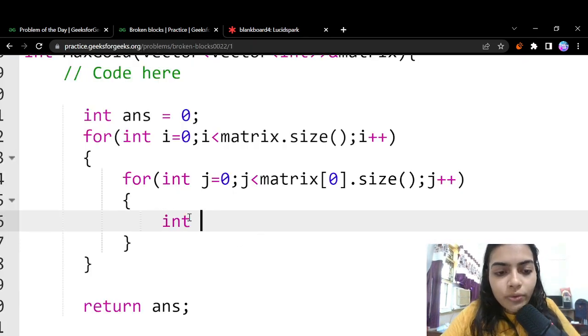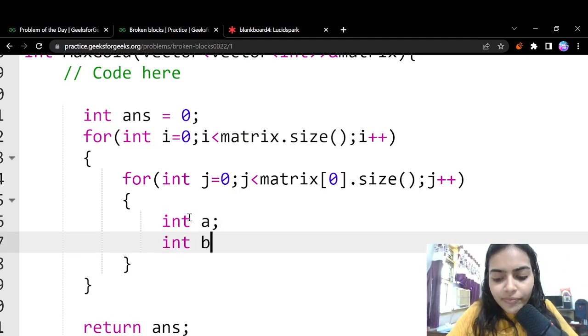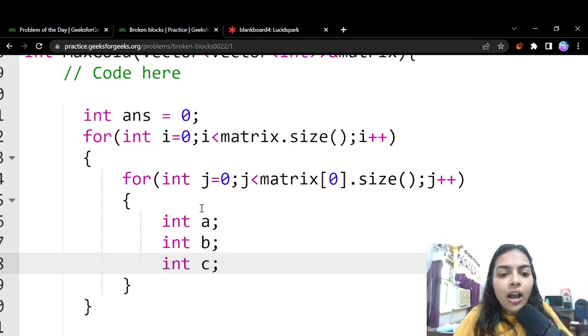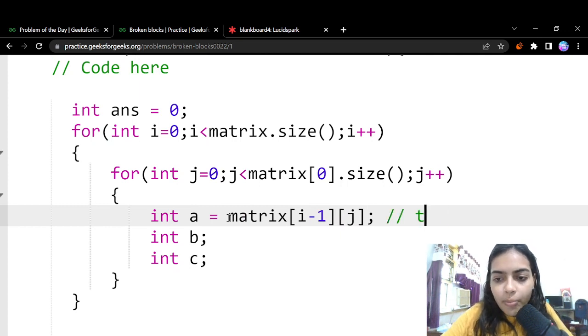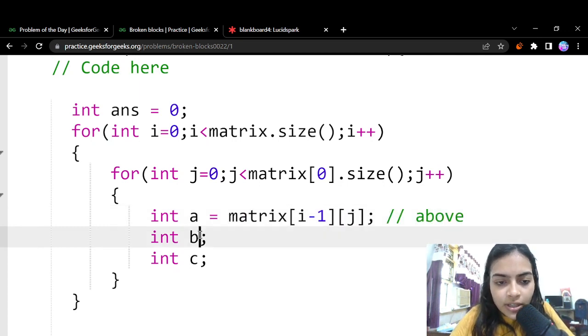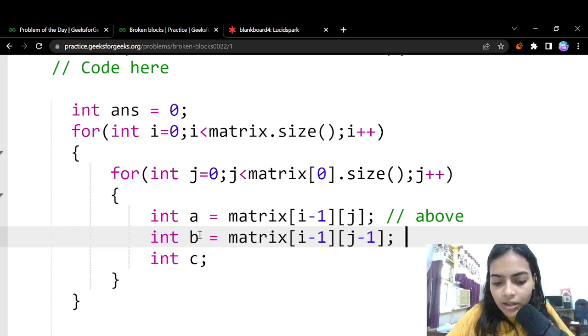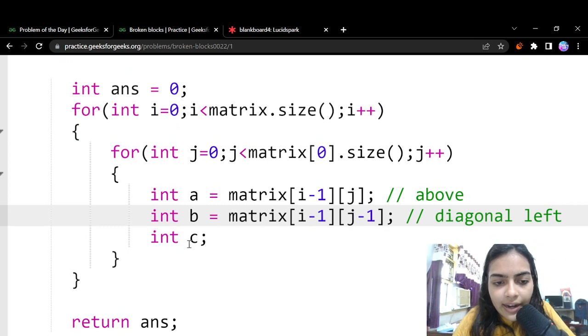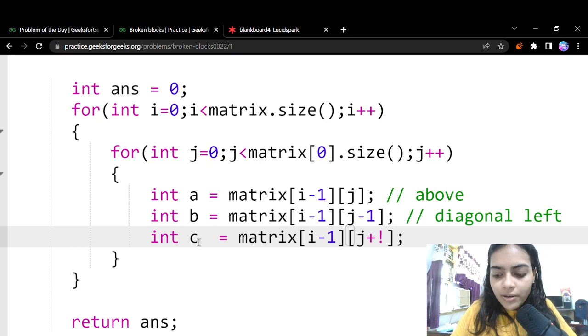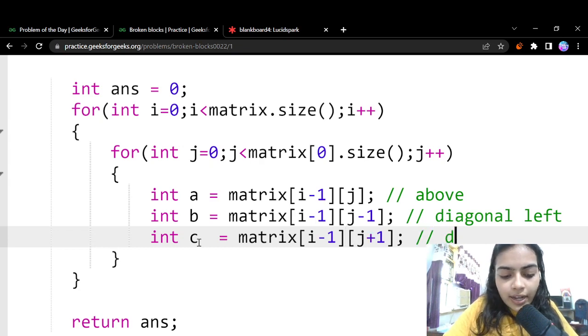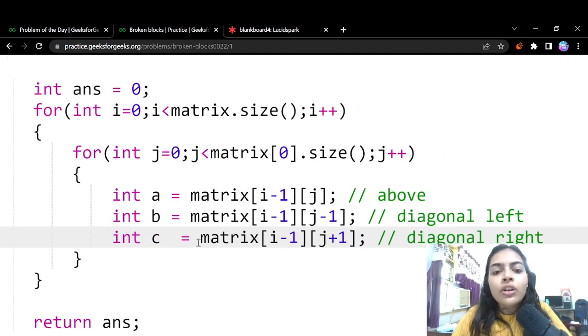Let me take three variables, int a, int b, int c. Let me say a is matrix of i minus 1, j. This is the box directly above the current box. B is matrix of i minus 1, j minus 1, which is the box diagonally left. And c is the box diagonally right, matrix of i minus 1, j plus 1. So these are the three boxes.